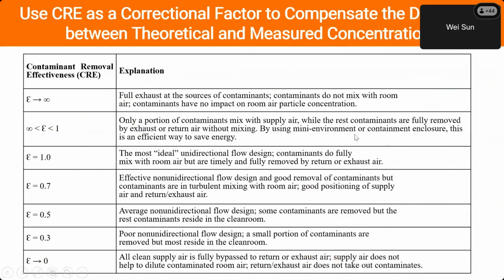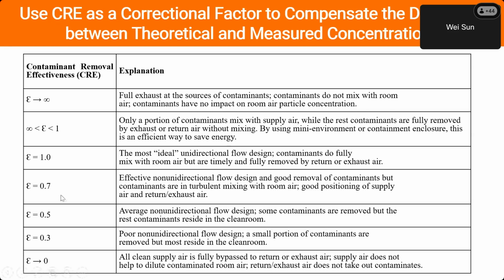This RP-12.4 also included a table called the contaminant removal effectiveness. If the effectiveness is 1, which is the ideal unidirectional flow, contaminants do fully mix with the room air, but are timely and fully removed by return or exhaust air. So these are ideal, but most clean rooms are not ideal. You have lots of equipment, process, and human beings as obstructions to the flow, and furniture.